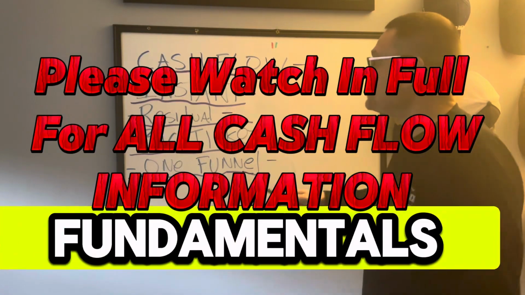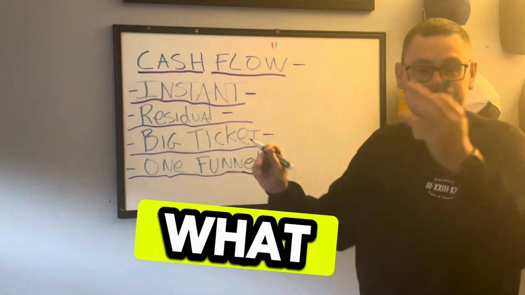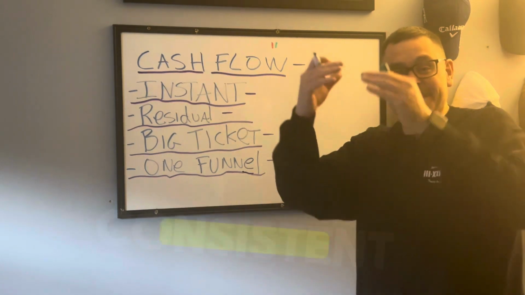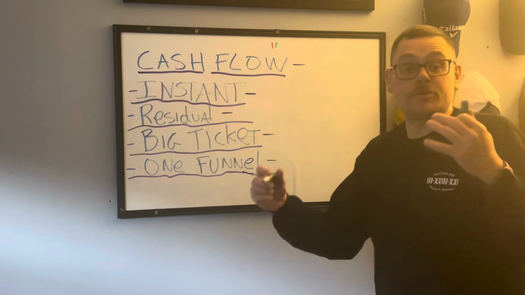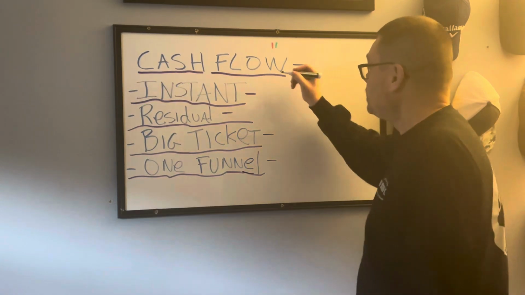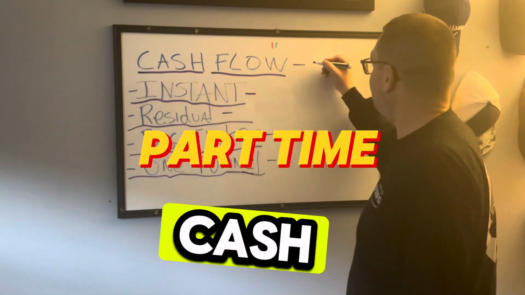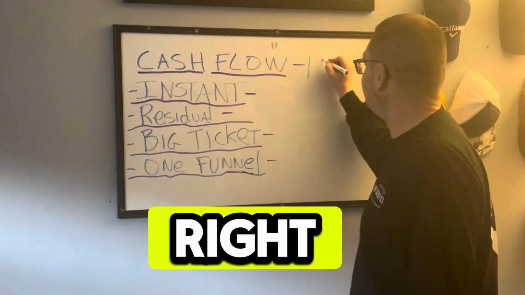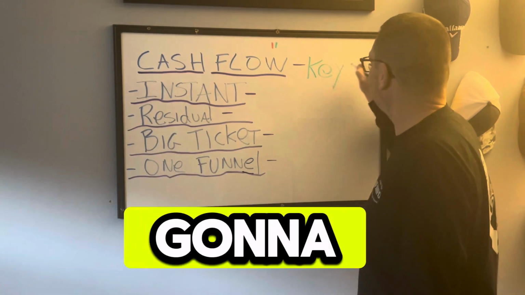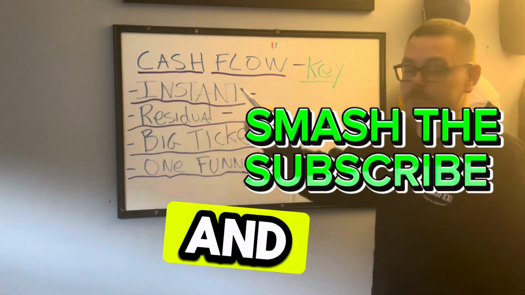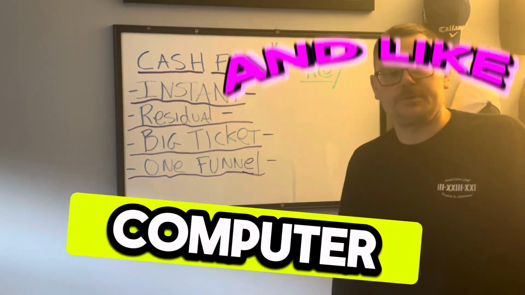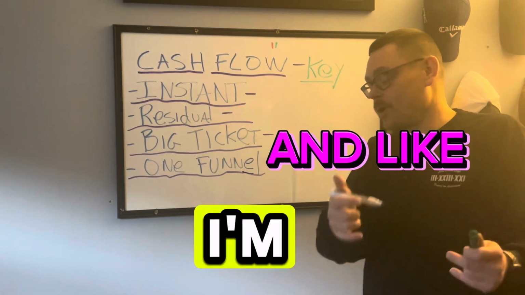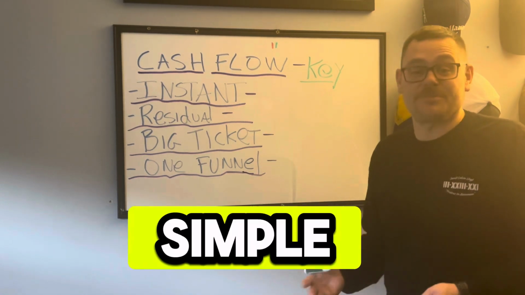The 4 steps fundamentals of cash flow. What is cash flow? Cash flow is consistent money that comes into your business or you as an individual. So the key to cash flow is going to be the following steps. And after this, I'm going to take you into each of these steps on my computer, and I'm going to show you how to get set up, how simple it is.